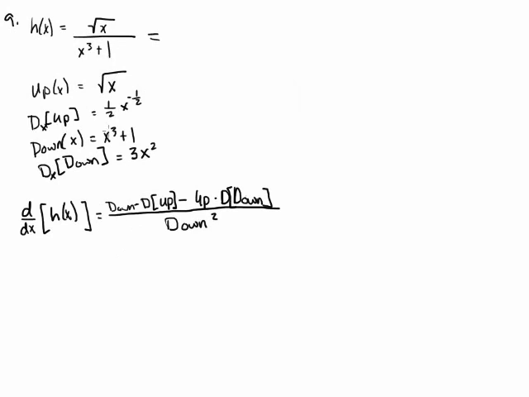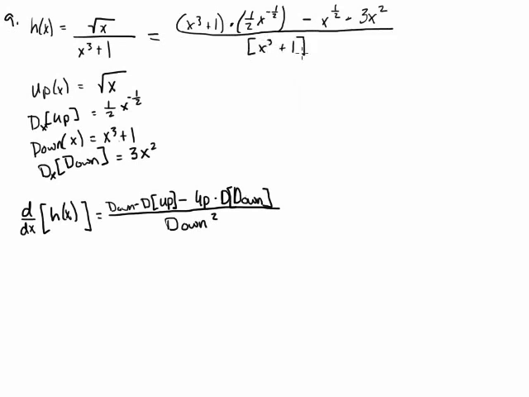So this is going to be equal to down, which is x cubed plus 1, times d up, which is 1/2 x to the negative 1/2, minus up, which is the square root of x, or we can write x to the 1/2, because we have two mixed derivatives here, so it helps me there, times d down, which is 3x squared, divided by down squared, which is x cubed plus 1 squared.